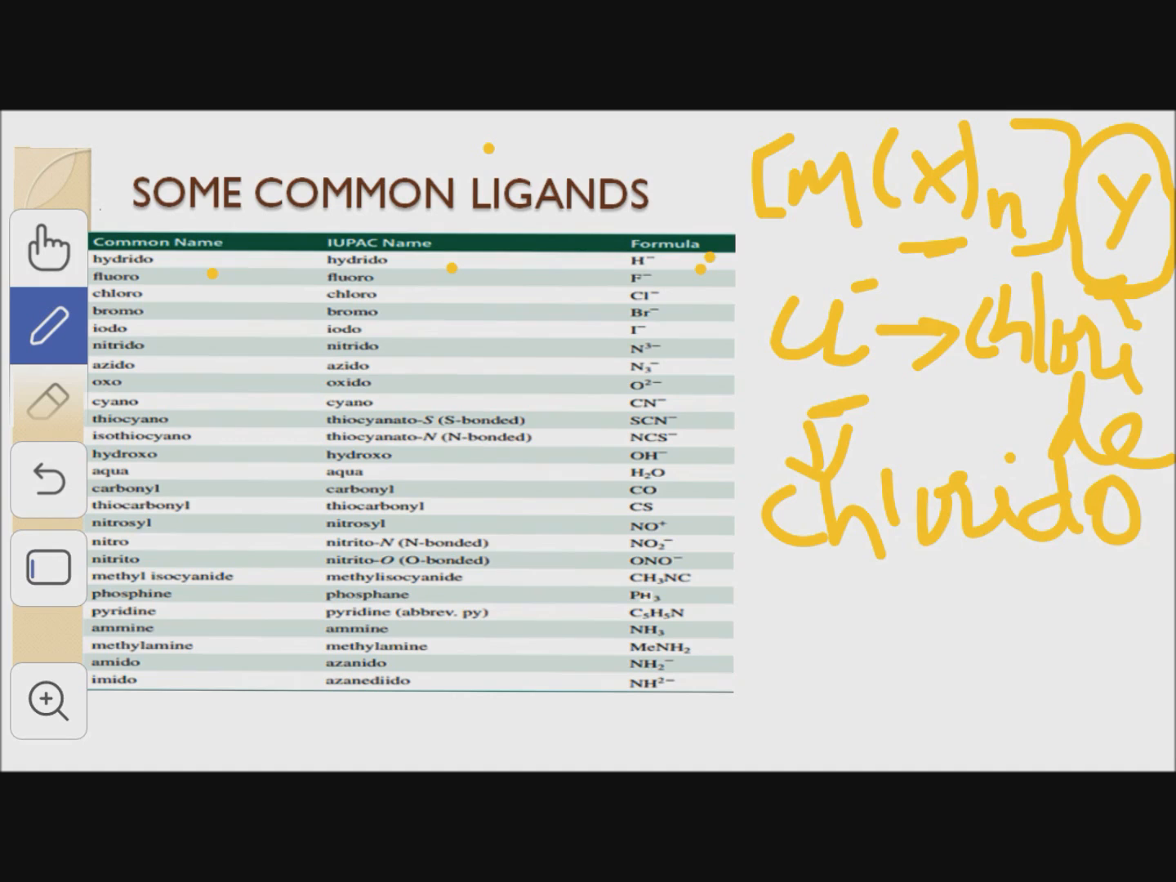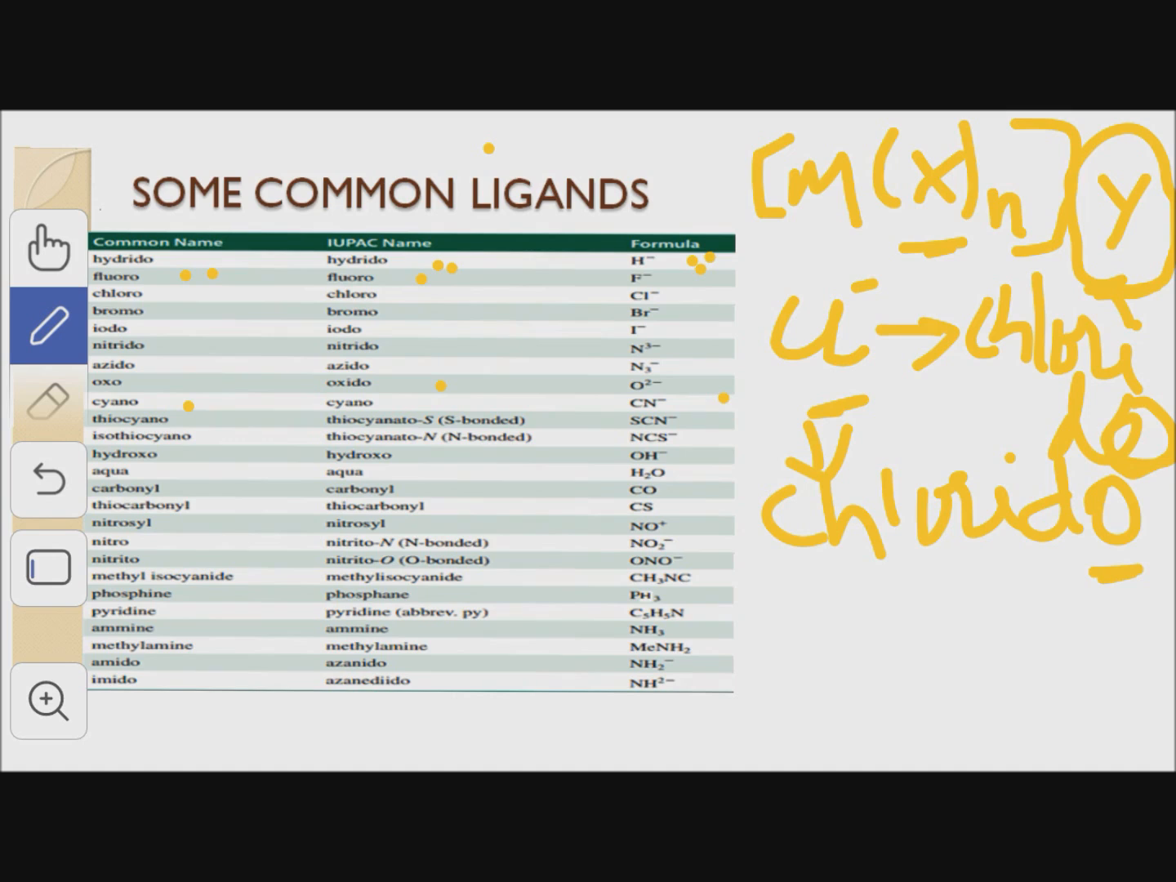These are some common ligands with IUPAC naming and the formula. Here H negative we write hydrido, common as well as IUPAC name hydrido. We drop the E from the negative ligands and replace it with O. F negative becomes fluoro or fluorido. Cl negative becomes chloro or chlorido. Br negative, bromo, bromido. I negative, iodo, iodido, and N3 negative, nitrido. These are both the same. O2 negative is oxo in the common name and oxido in the IUPAC name. CN negative, cyano or cyanido.